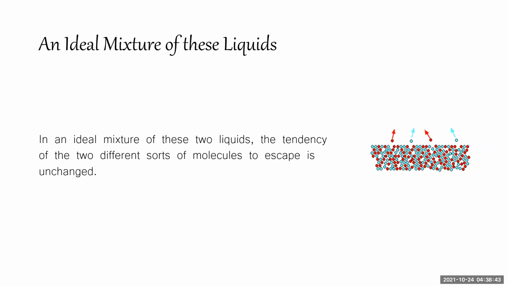What's going to happen in terms of the vapor pressure above the liquid? So in an ideal mixture of these 2 liquids, the tendency of the 2 different sorts of molecules to escape is unchanged. Basically what that's saying is that the intermolecular forces between the 2 blue molecules and 2 red molecules are about the same as the attraction between a blue and a red molecule, and therefore the tendency to escape the liquid phase is unchanged. So we still have the same vapor pressure.